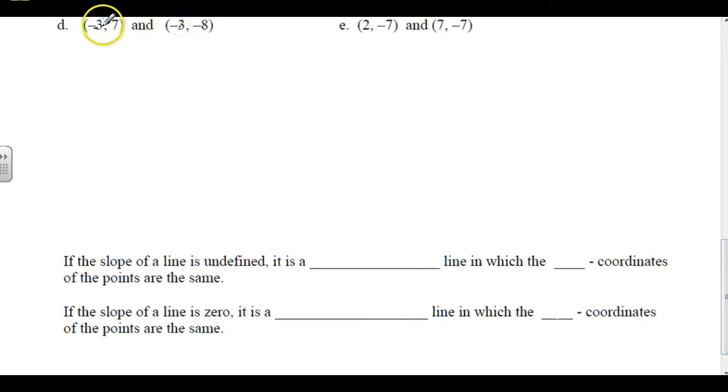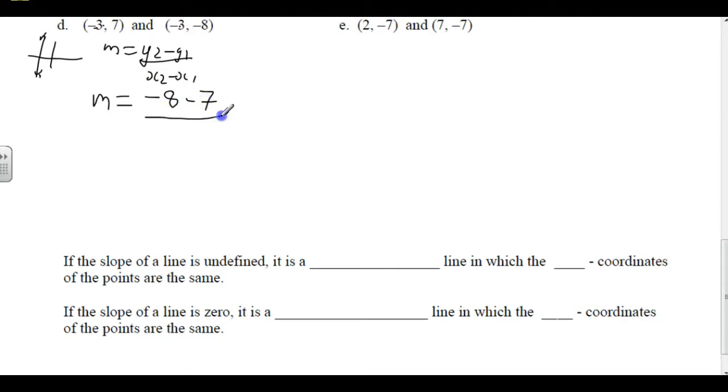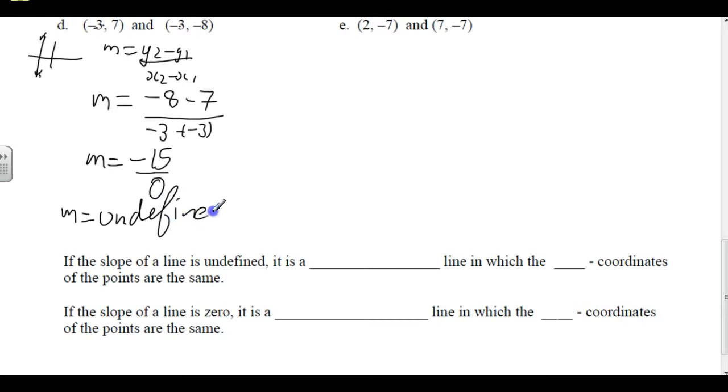Wait a sec, these two guys are the same, so what's that going to look like? Negative 3, 7, negative 3, negative 8. That's a vertical line. This slope should be undefined. Well, let's see if the numbers do it the same as our graphical notation. So negative 8 minus 7 over negative 3 minus negative 3 is negative 15 over 0. So the slope is undefined.